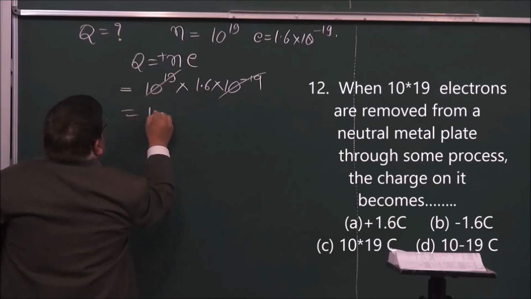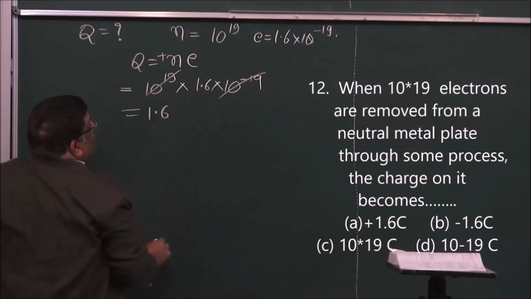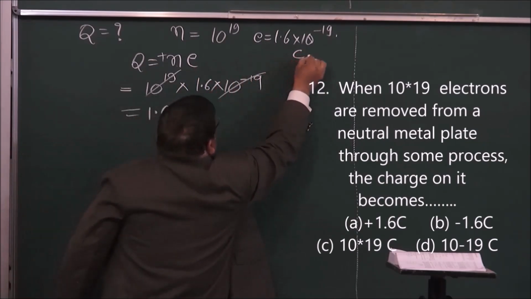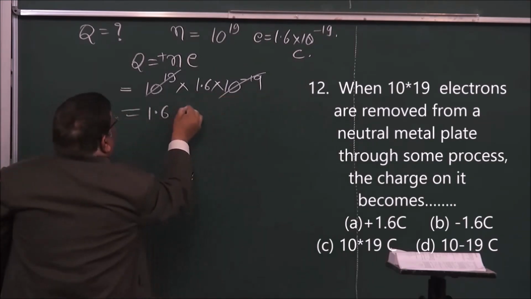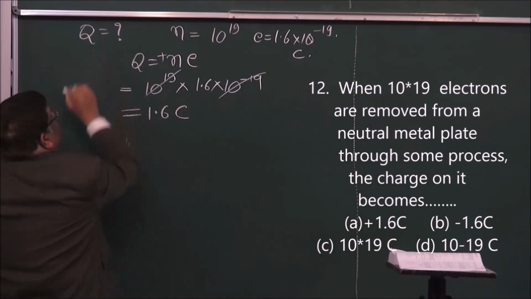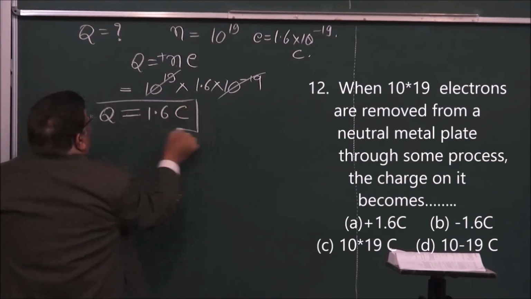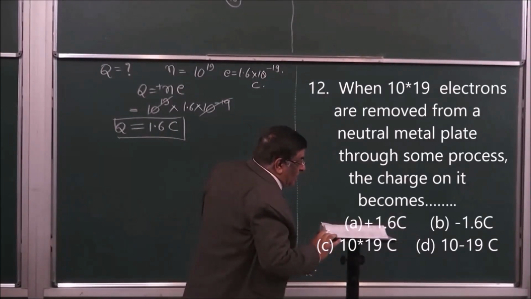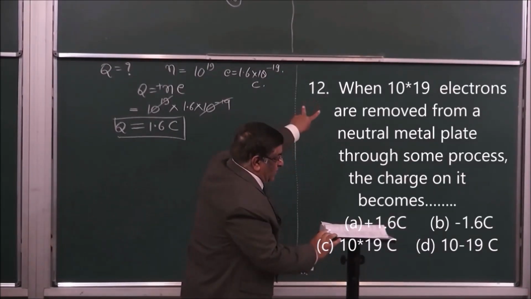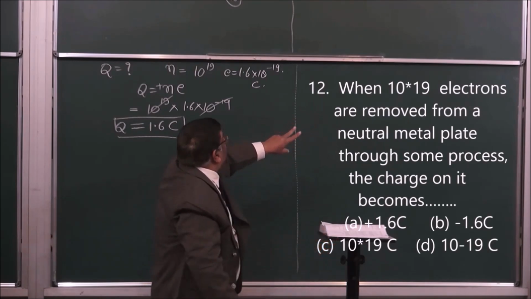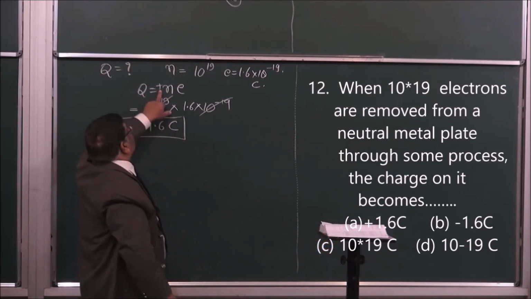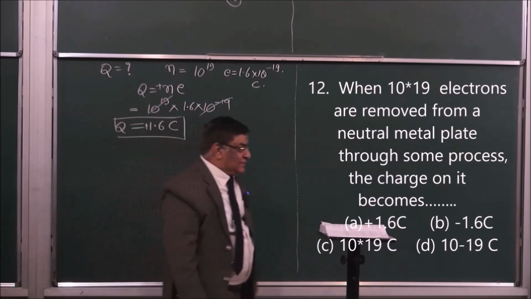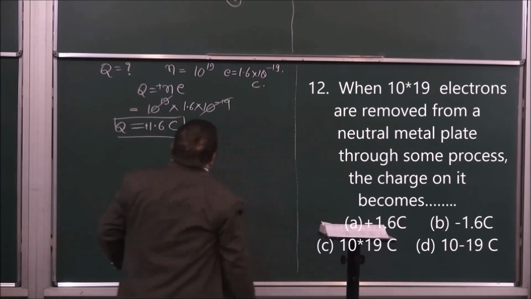So this is 1.6, and what should be its unit? We are working in SI units, so this will be coulomb. So how much will be the charge on that metal? Answer: 1.6 coulomb. Now you can check the answers. There are two options with 1.6 coulomb. Out of those, which one will you choose? We have already decided it is positive. So plus 1.6 coulomb, that is option A, is our right answer.